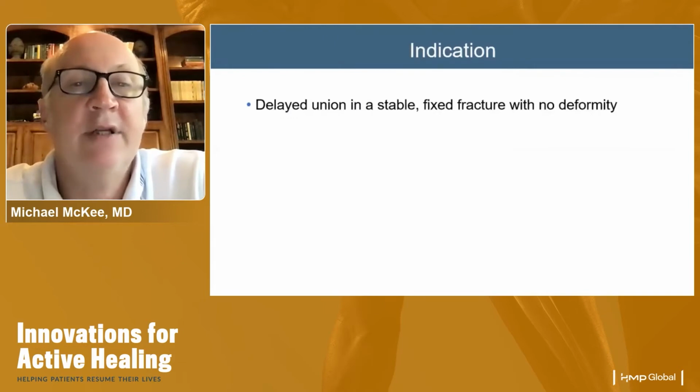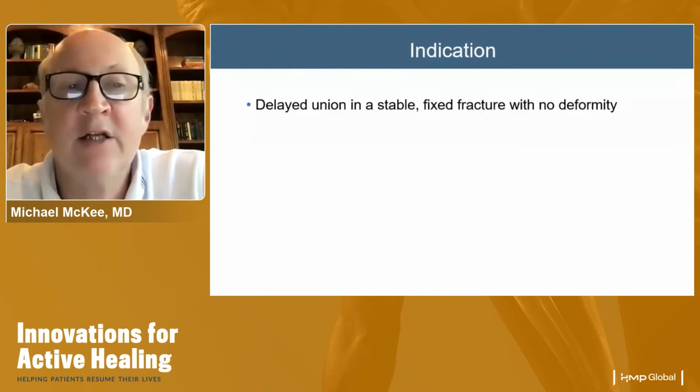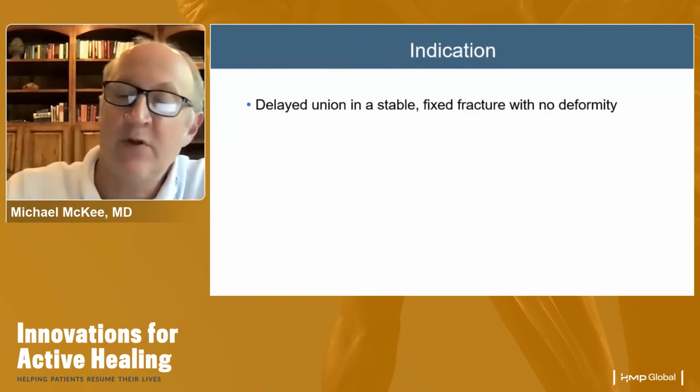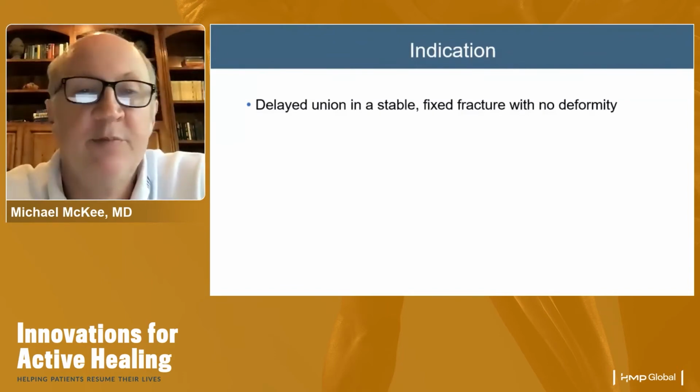So the indication for that particular case was a delayed union, at least radiographically, in a stable, well-fixed fracture with no infection and no deformity. I think that's probably an ideal indication for the application of something like LIPUS in order to promote union in that specific setting.